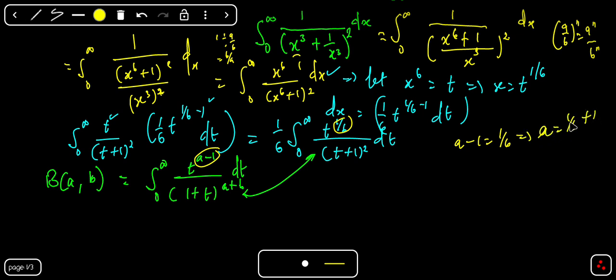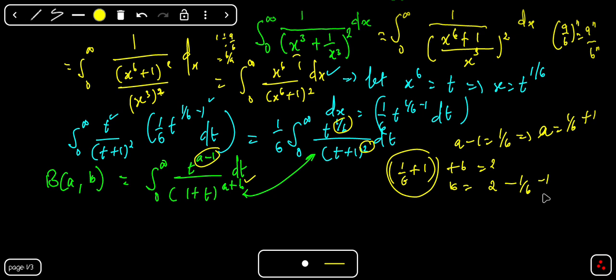So that is the value of a. The next thing is to know the value of b. Since we know that a plus b will give us 2, and we already know the value of a, which is 1 over 6 plus 1, then I can say 1 over 6 plus 1, which is a, plus b gives me 2. If I subtract this from both sides, I'm going to have b is equal to 2 minus 1 over 6, then minus 1. We know 2 minus 1 is going to give us 1. So we have b is equal to 1 minus 1 over 6.